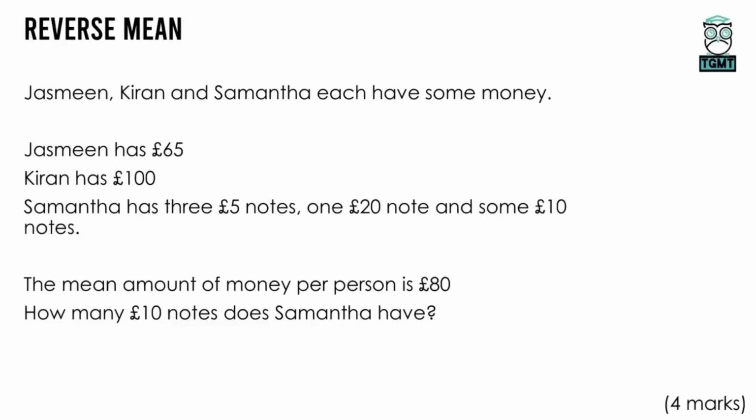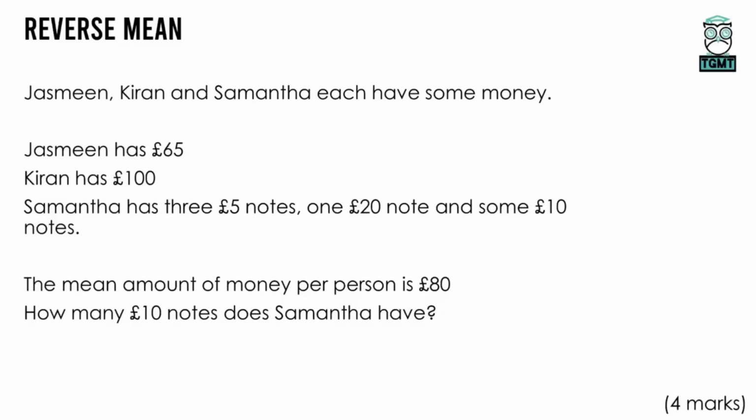Now, when it comes to reverse mean, it's not always clear and obvious that you're going to be doing reverse mean. There's a lot of information in this question, but it does tell us down the bottom the mean amount of money per person is 80. And when it tells you the mean amount of money per person or the mean amount of anything per group of people, it means that we can find the total.